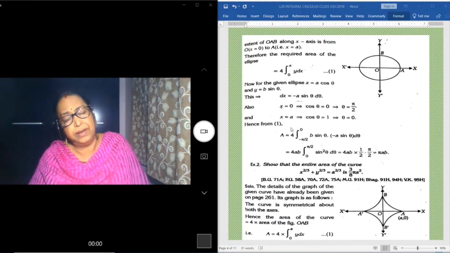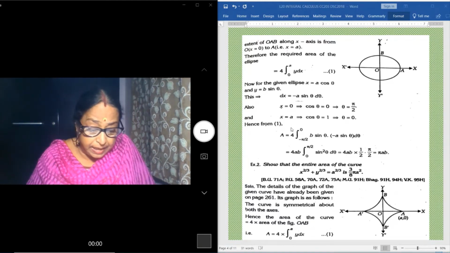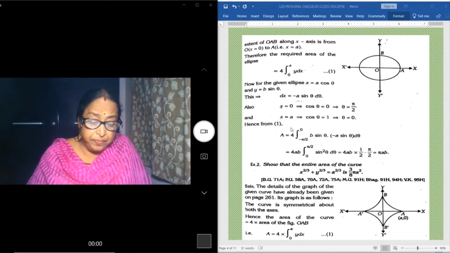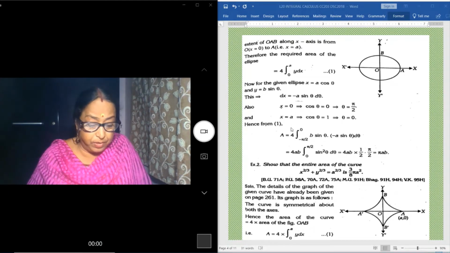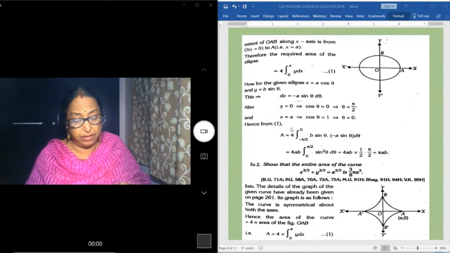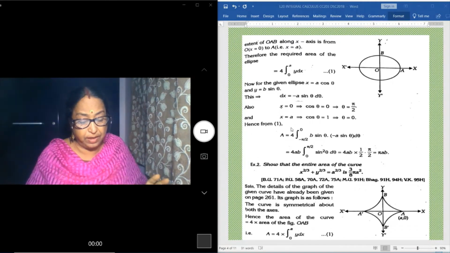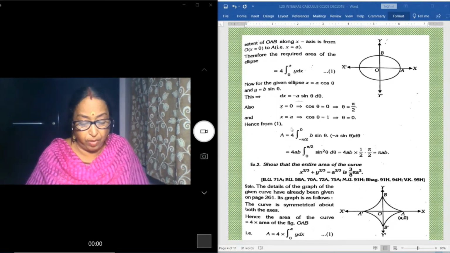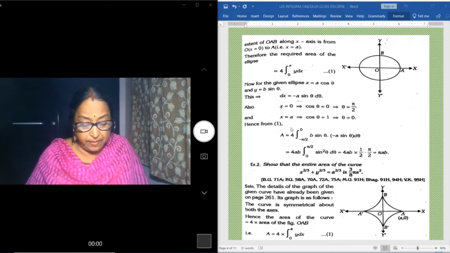I have explained sine n theta d theta from 0 to pi by 2 in the definite integral class. So applying this formula, you can find the value of the area.